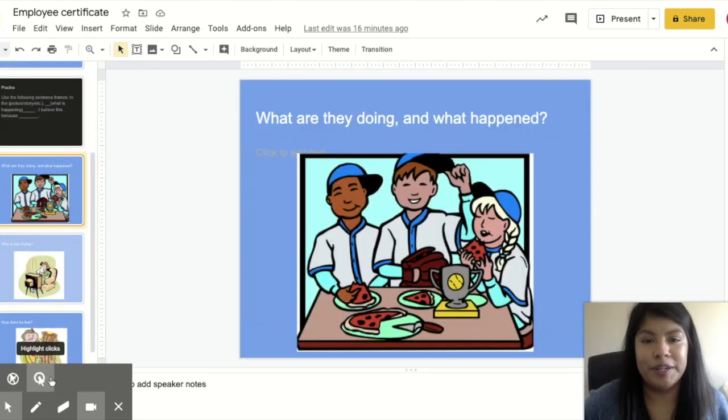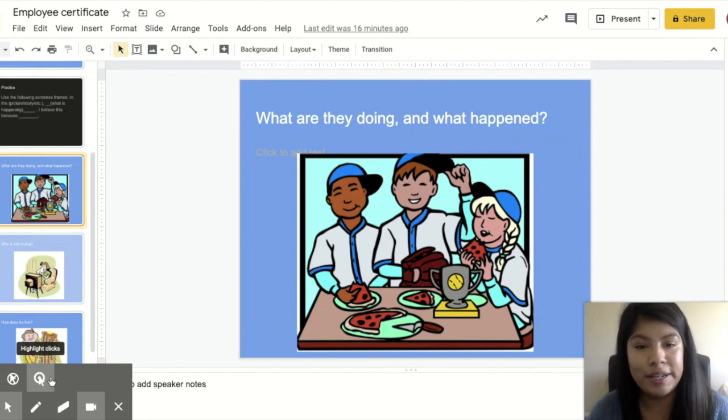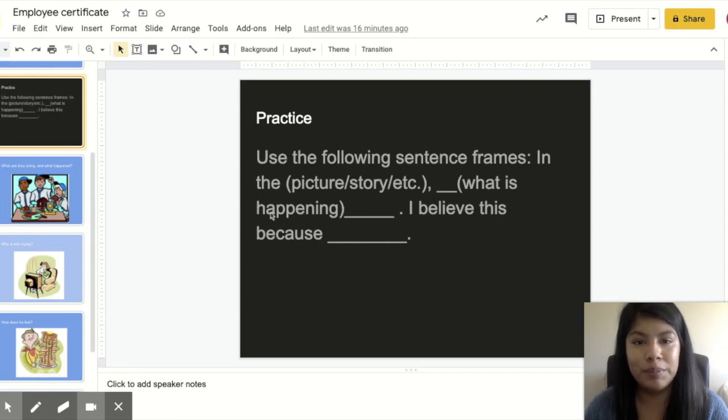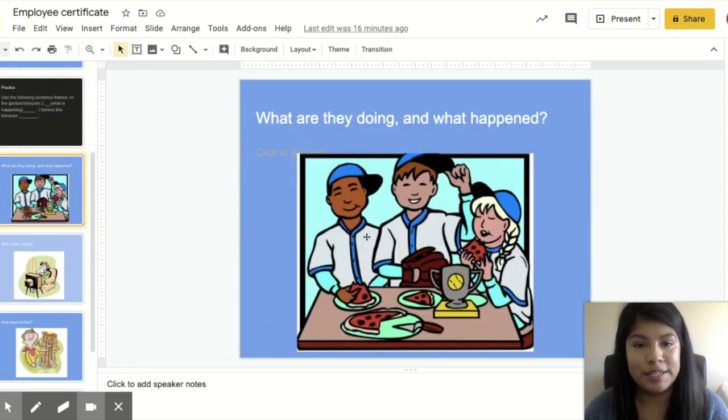Alrighty, so here's our first picture. The first thing we're going to do is take our magnifying glass and look at everything in the picture. So what do we see? We see pizza, we see three kids in uniforms, a baseball mitt, a trophy, and they're all smiling. So what do we think is happening in this picture? We're going to use this sentence frame here. In the picture, there's a baseball team celebrating a win. And I believe this because they're all happy, they're eating pizza, and they have a trophy.